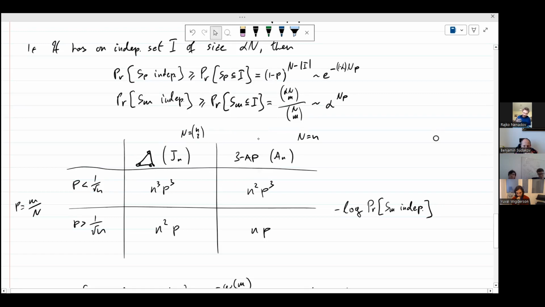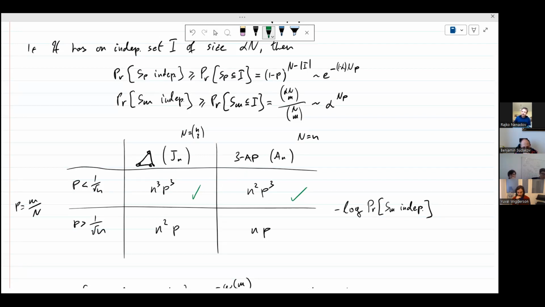So in the lower regime, in the case of triangles, when p is less than 1 over square root n, the exponent is given by the expected number of triangles. This turns out to also be correct for the uniform subset, and the same holds for three-term arithmetic progressions.